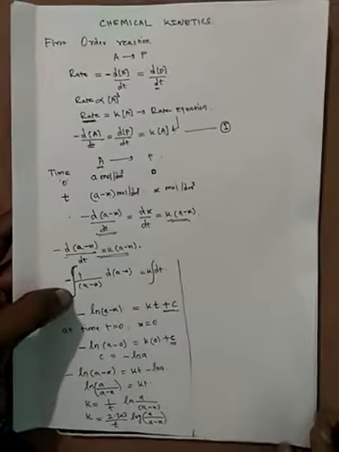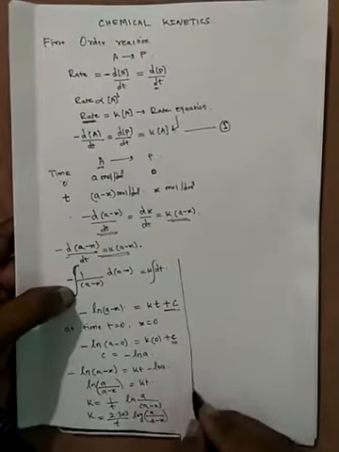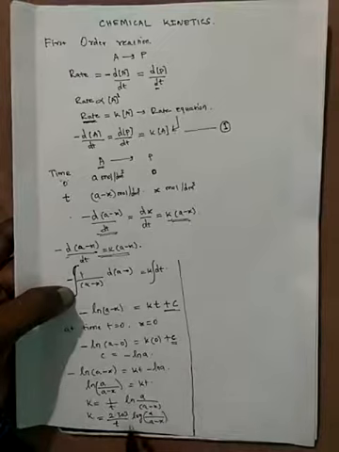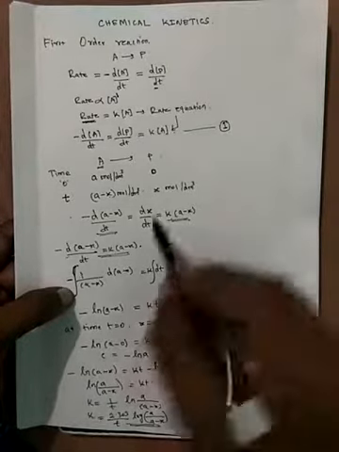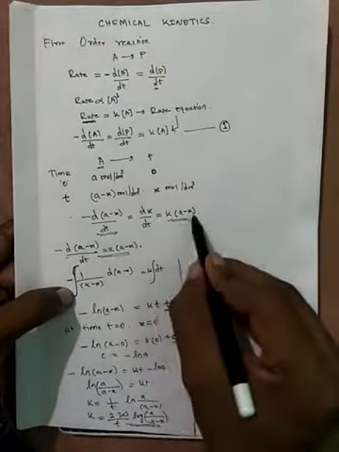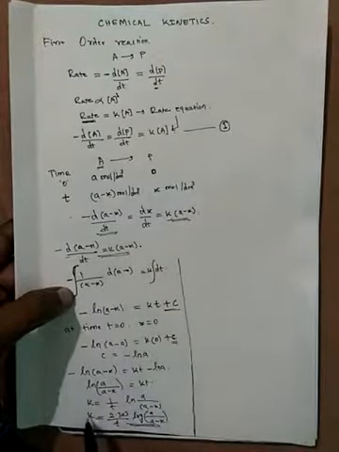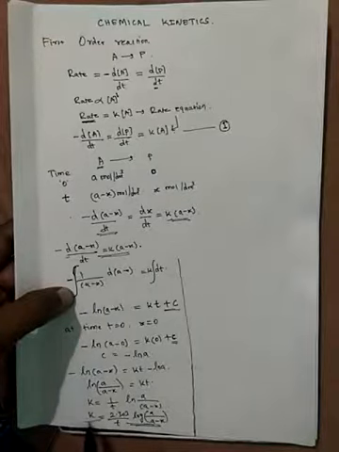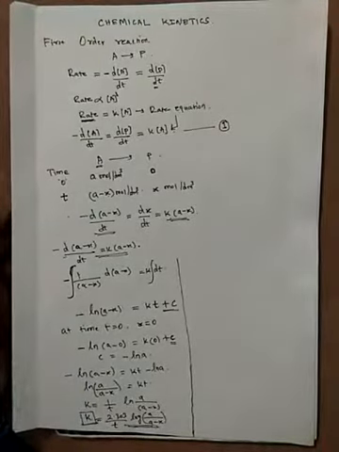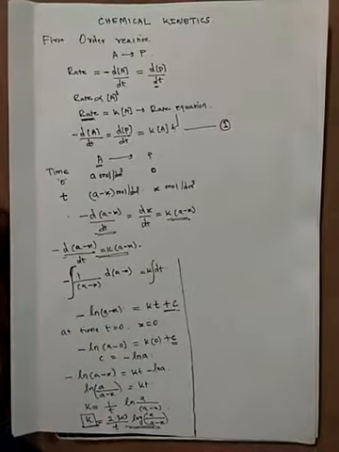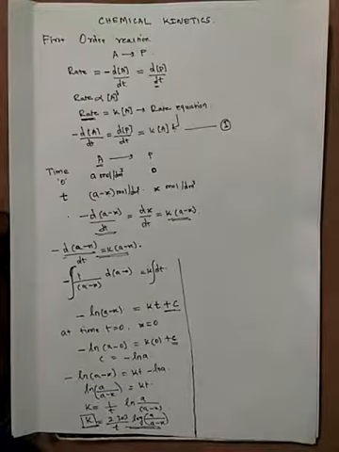This is actually the integrated rate equation of first order reaction. Integrated form of rate equation. I have taken a rate equation and then I have integrated it. So this gives the rate constant expression for a first order reaction, right? This gives a rate constant expression for a first order reaction.